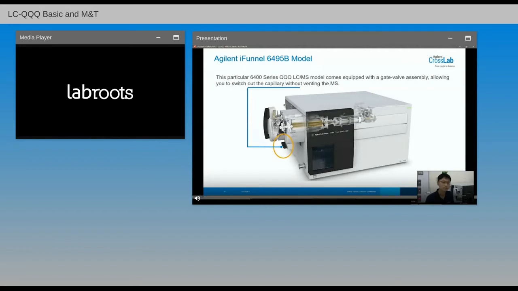So what we have in this slide shows the previous 6495B, without the new VacShield technology. This is the one that still requires a gate valve. But basically the idea is to isolate, without really fully venting the mass spec. So this allows a quicker uptime of the instrument after a replacement of the capillary or even a cleaning process.